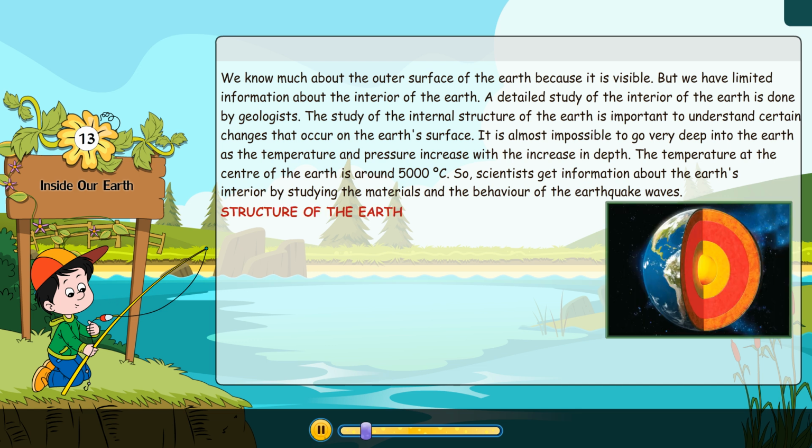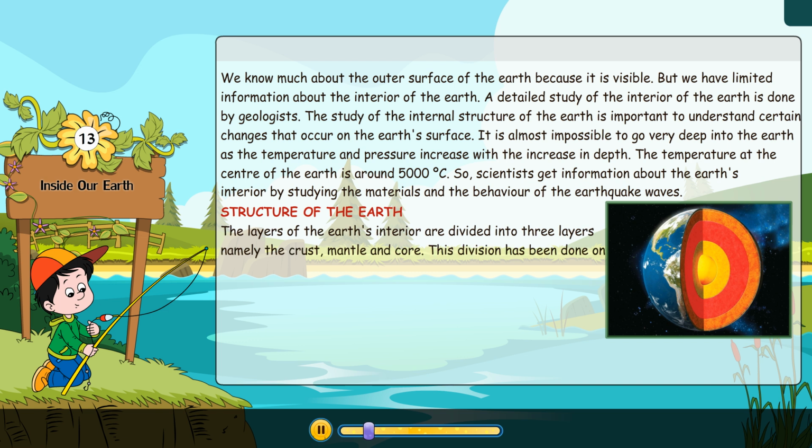Structure of the Earth. The layers of the Earth's interior are divided into 3 layers, namely the crust, mantle, and core. This division has been done on the basis of the density and chemical properties of rocks.